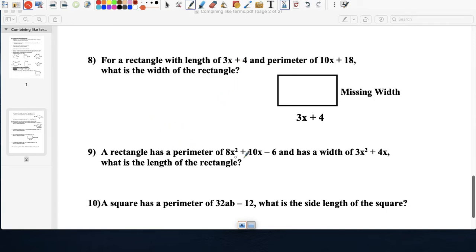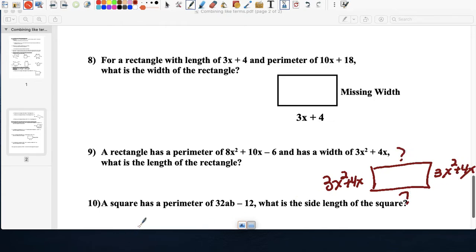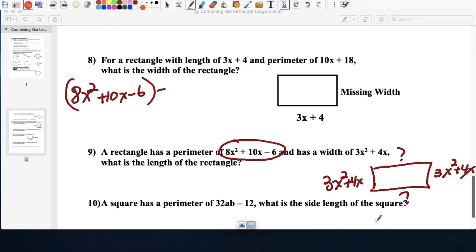Number 9 is the same idea, right? So we have a rectangle. The width is 3x squared plus 4x, which means this is also 3x squared plus 4x. They're asking you, what is this side? What is that side? And the full perimeter is this. So let's subtract. Let's go 8x squared plus 10x minus 6. From that, I'm going to subtract. Instead of writing 3x squared plus 4x plus 3x squared plus 4x, let me just combine these two. If I combine these two, I get 6x squared plus 8x. So minus 6x squared plus 8x.